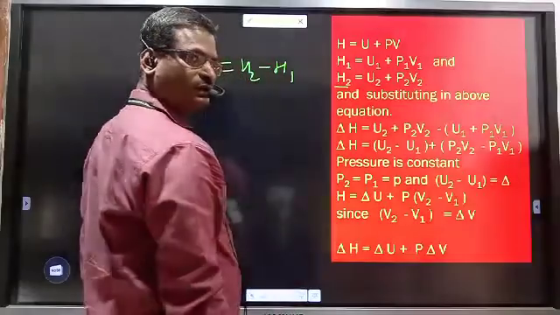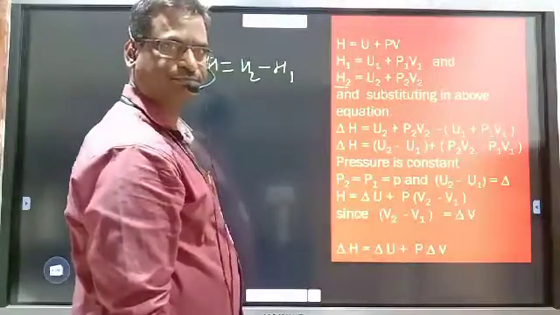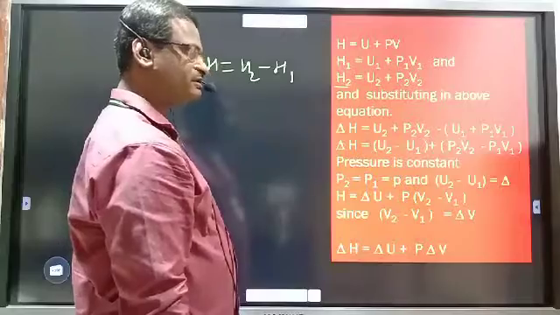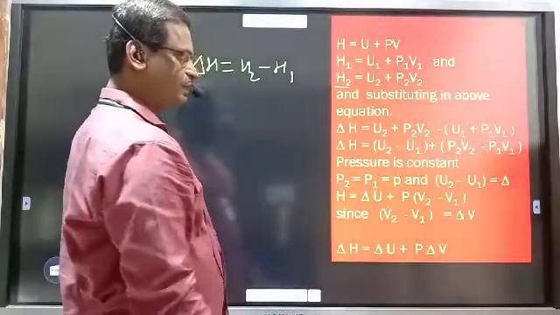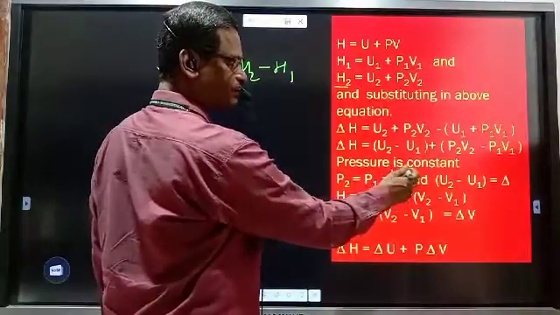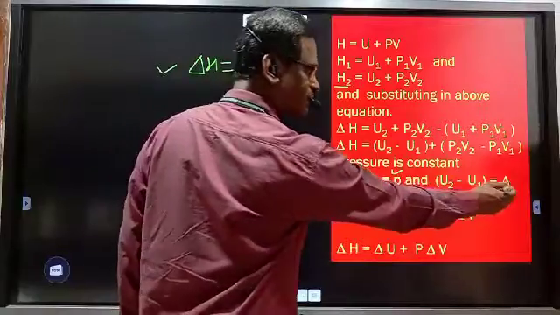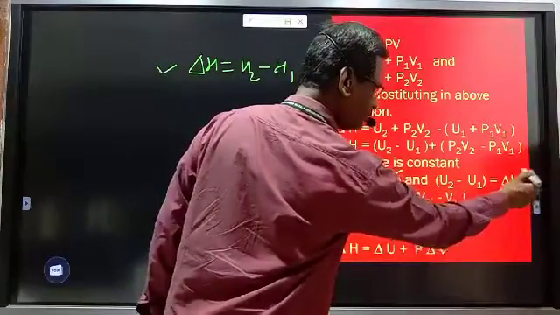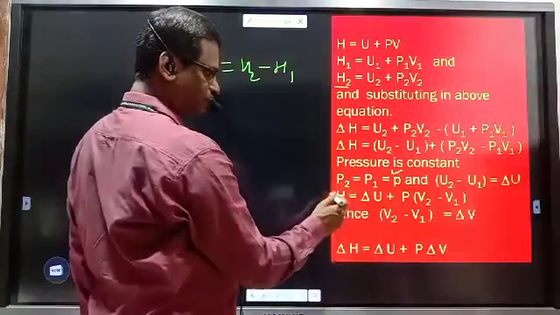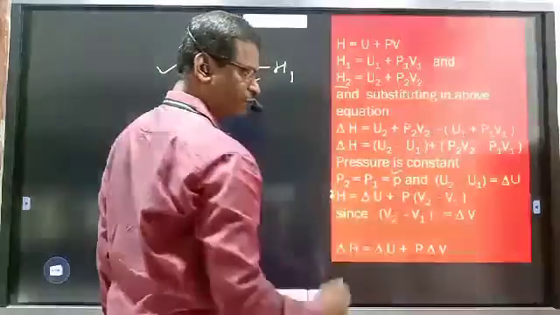But these are the processes carried out at constant pressure. At the start I told you enthalpy is a state function studied at constant pressure with a change in volume. Therefore P2 is equal to P1, let that be equal to P. P2 and P1 are the same, replaced by P. U2 minus U1 is delta U, this we know. So delta H will be equal to delta U plus P times V2 minus V1.